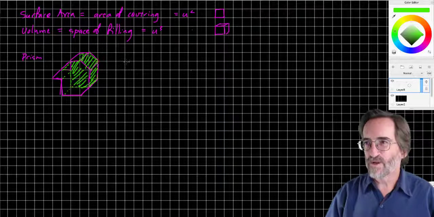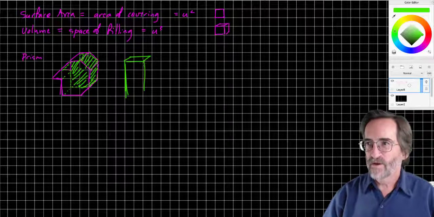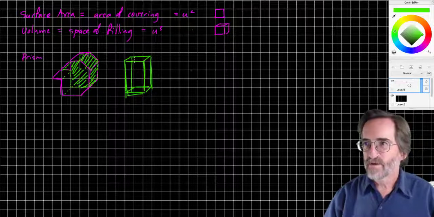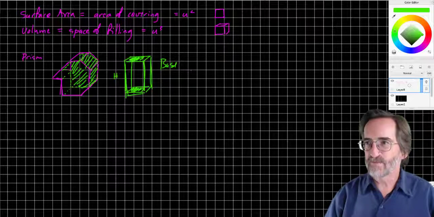Let me draw one oriented vertically. So let's say we've got a rectangular prism. It has two bases, the top area and the bottom area. Those are called the bases. And the distance between the bases, perpendicular distance, is called the height.